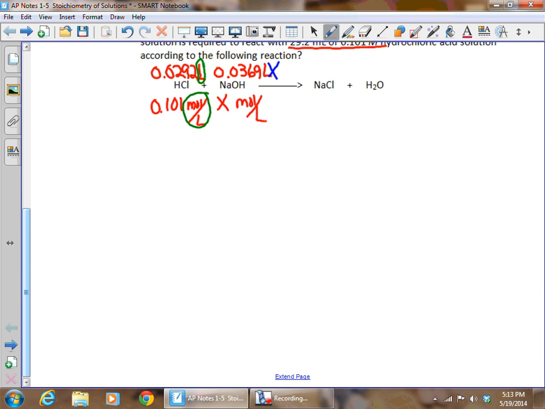Moles per liter indicates that this is going to be a conversion factor. And guys, you never want to start a problem with a conversion factor. It just makes it way more difficult to do. So we'll start it with our simplest unit for our known value, 0.0292 liters of HCl.